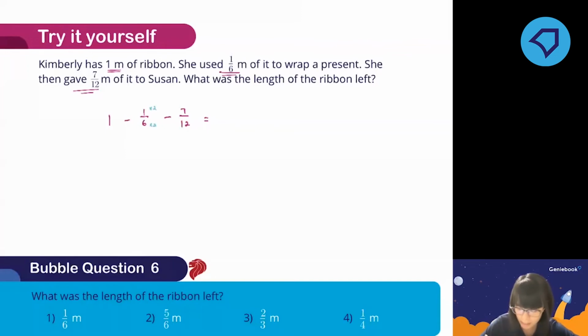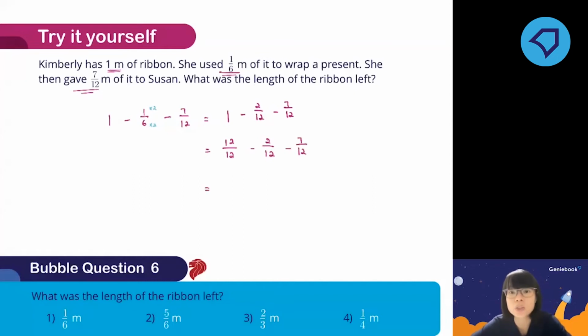So let me do step by step. Let's talk about our fractions first. Okay, so let's keep 1 whole to be 1 whole. Now we're going to change this to 2 over 12 minus 7 over 12. Then we always need to change this to be 12 over 12. 1 whole is the same as 12 over 12. Okay, so 12 over 12 minus 2 over 12 minus 7 over 12, and that will give you how much?